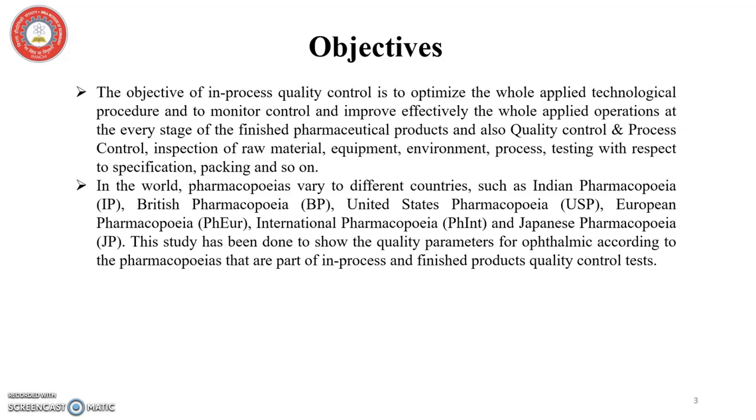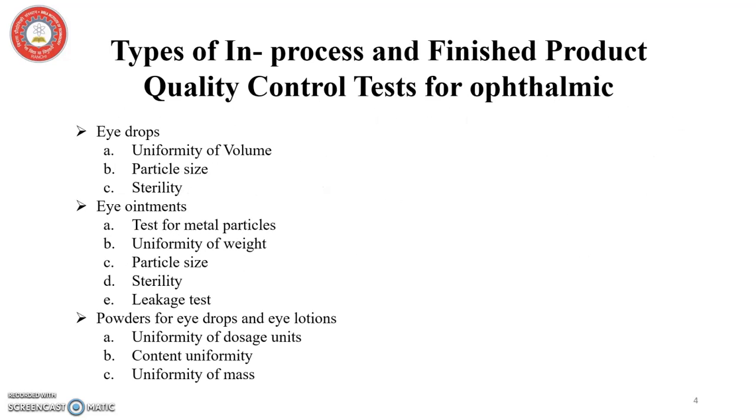So the different pharmacopoeias have their own specifications, and we have to follow that specification for the quality control tests for the ophthalmic preparation. So here are the different types of quality control and finished product tests for ophthalmic preparations.